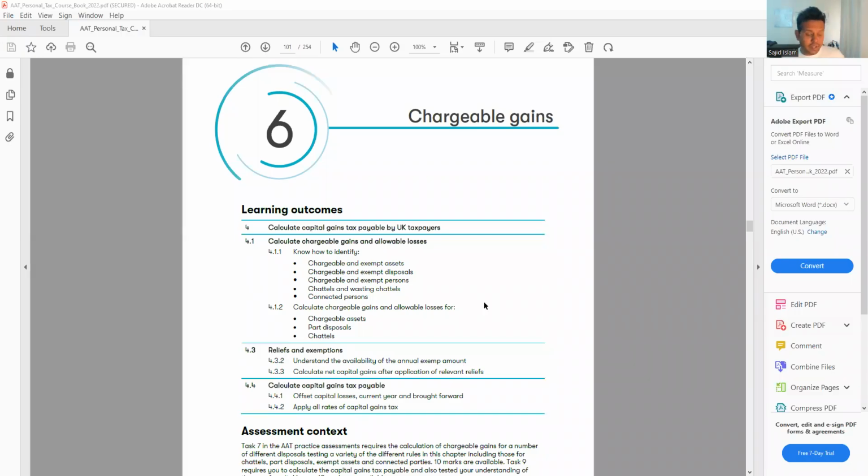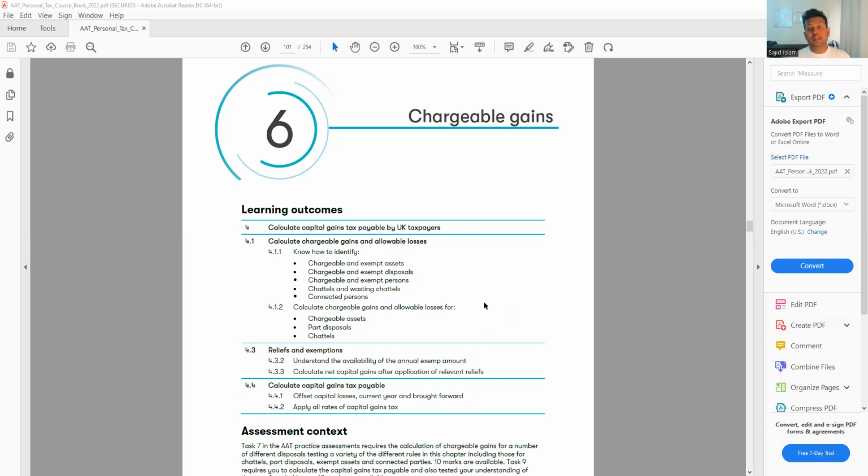Hello, everyone. Today we're going to start our chapter number 6, that is chargeable gains. This is a very important chapter for this personal tax paper, and in the exam, expect at least 15 marks from this chapter. So you need to be very careful and practice as much as possible for this chapter.